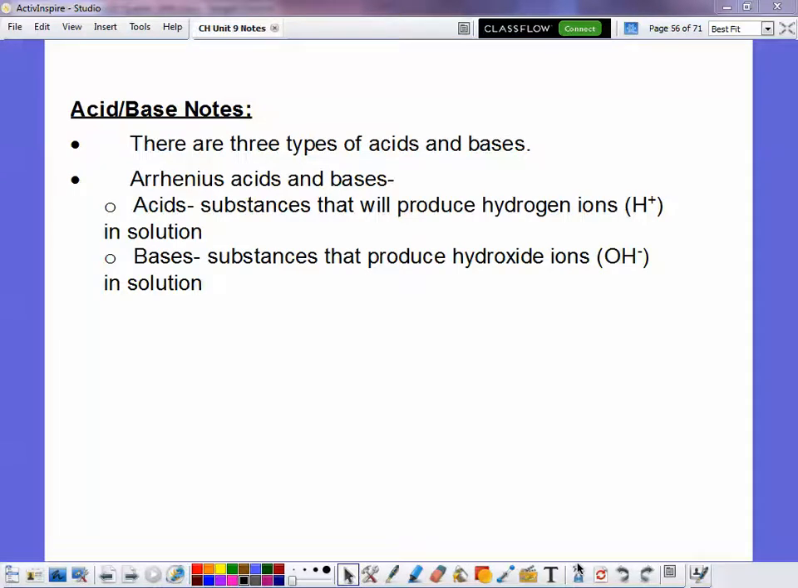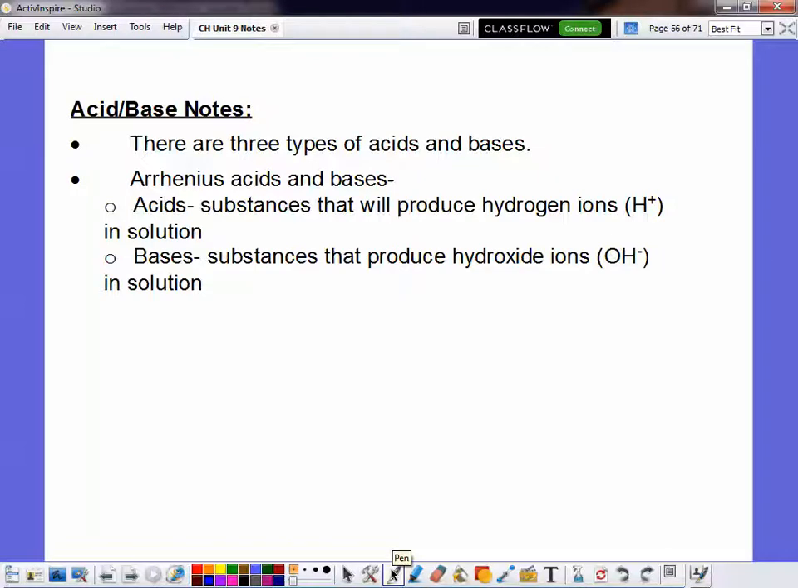So the last information we're going to learn is about acids and bases. There are 3 definitions of acids and bases that you need to know. The first definition is the Arrhenius definition of an acid or a base. All right, this is what you probably think of when you're told, oh, this substance is an acid or this substance is a base. Acids, based on the Arrhenius definition, are substances that produce hydrogen ions, H+ ions, in solution. And bases are substances that produce hydroxide ions, OH- ions, in solution.